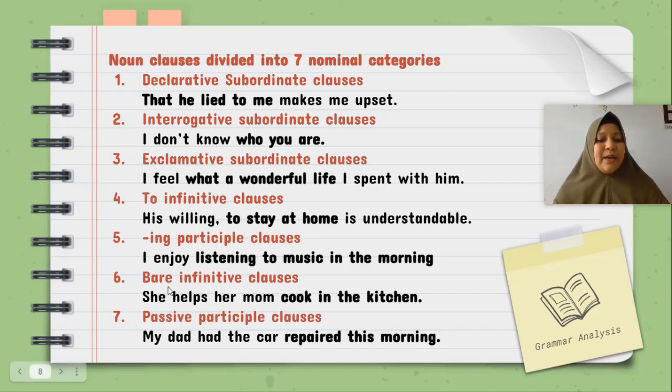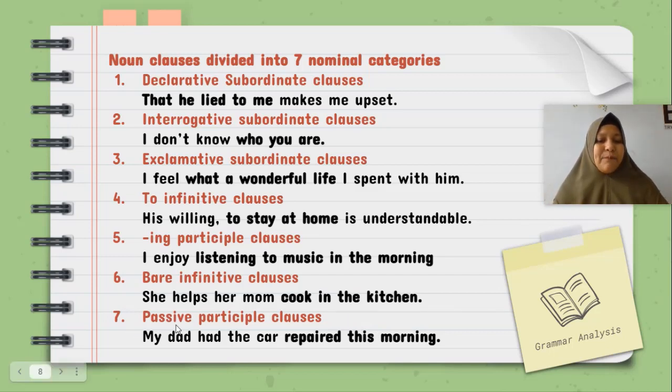Number 6 is bare infinitive clauses. Bare infinitive is infinitive without to. She helps her mom cook in the kitchen. So the noun clause is cook in the kitchen. Here, cook is not the verb, but a noun. Okay, the activity of cooking.